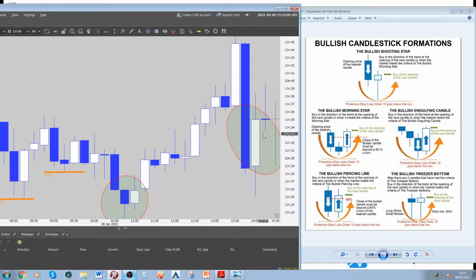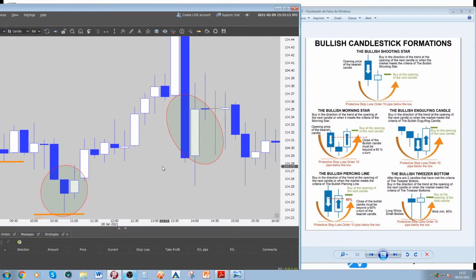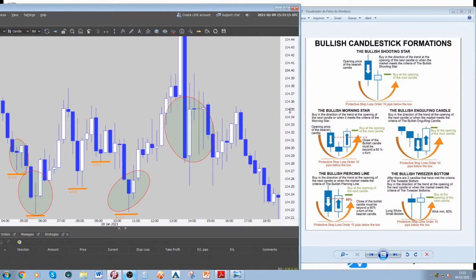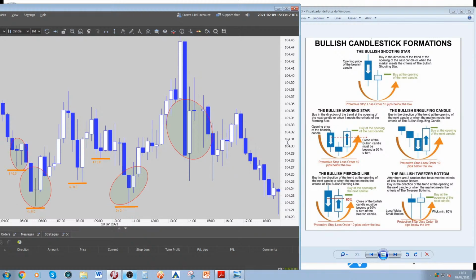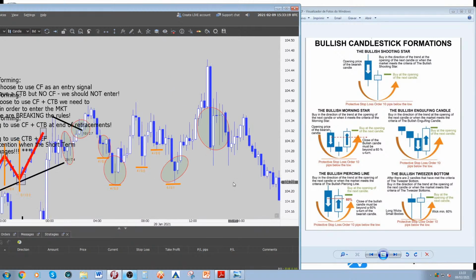No, this is not a bullish candlestick formation. No, it's not a piercing line. It's not an engulfing. So this is a no, everybody, right? And let's compress the chart.